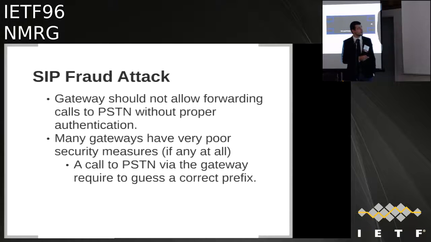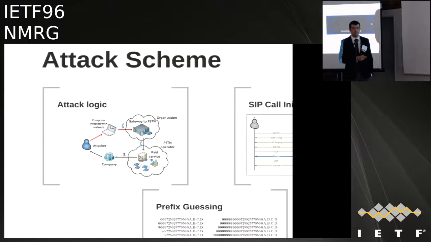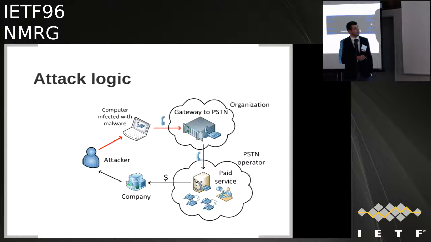So, detection of this attack and the attack scheme. We have an attacker computer that is infected by malware or under the control of the attacker. We have the private branch exchange that is connected to the PSTN, which is the telecommunication service. The attacker just rents a paid service, a premium number that is very expensive to call. The attacker starts to guess the secret prefix that you include before the actual number if you want to call outside of your company. When the attack is successful, the attacker just starts the call and withdraws the money from the paid service.